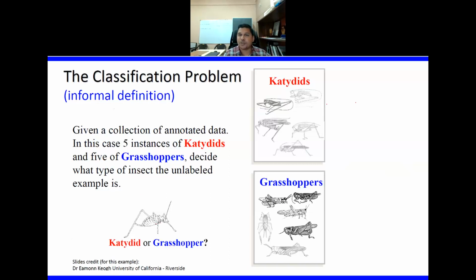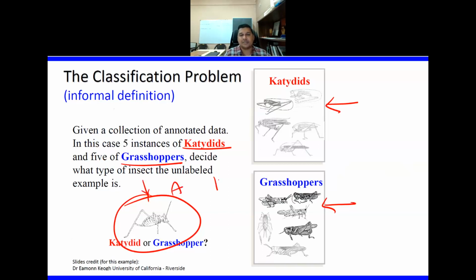Okay, you have some examples of katydids, you have some examples of grasshoppers. This is already given to you. Now, given a new insect image, you have to classify whether it is a katydid or a grasshopper. That is the problem. This is a classification problem. I want to classify whether it belongs to type A or type B. Type A is katydid, type B is grasshopper.